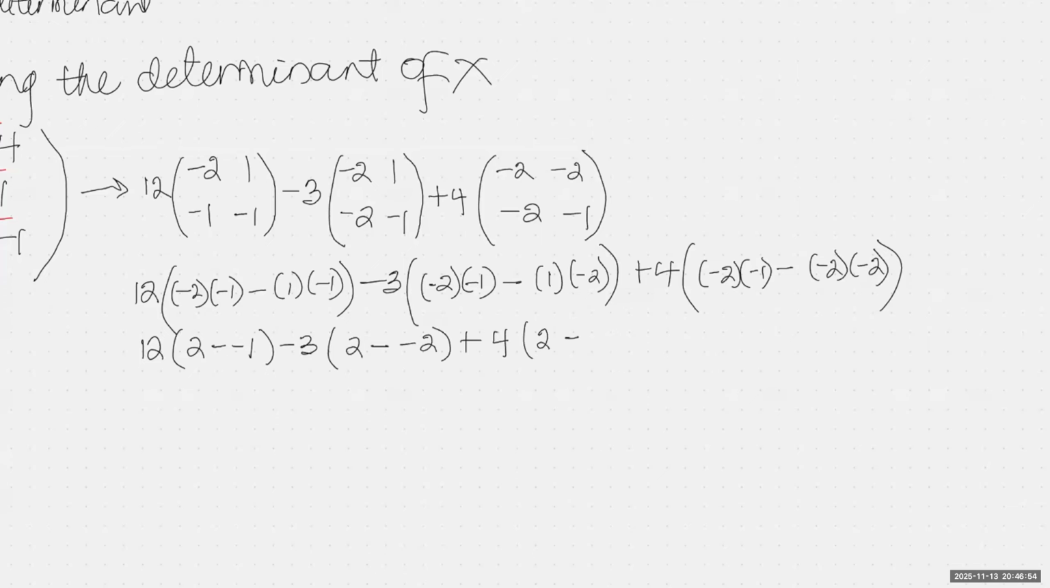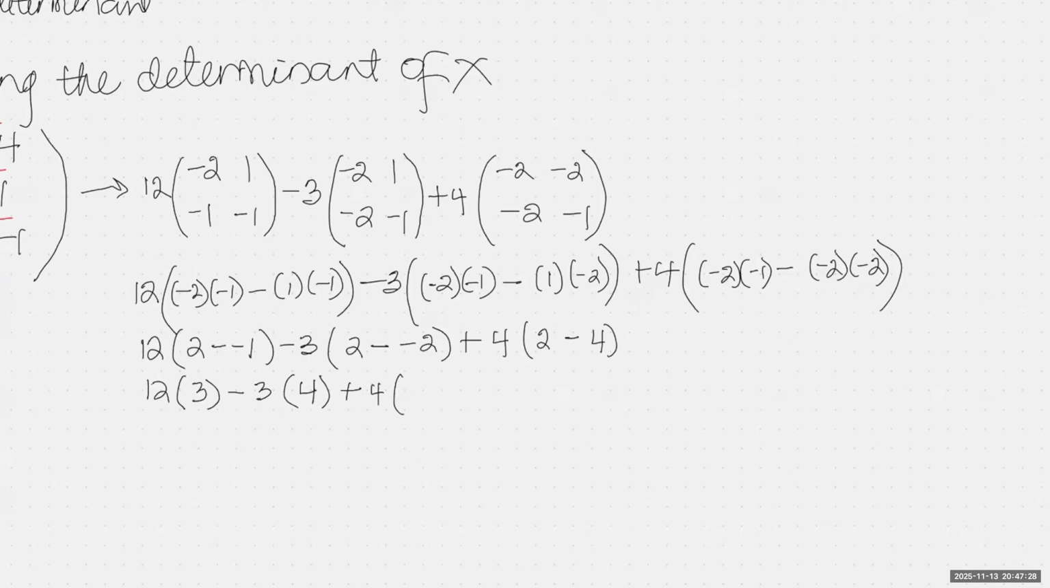Watch me. This becomes 12. What is 2 plus 1? 3. Minus 3 into, what is 2 plus 2? 4. Positive. 2 minus minus 3 is 2 plus 2, which is 4. What is 2 minus 4? -2.